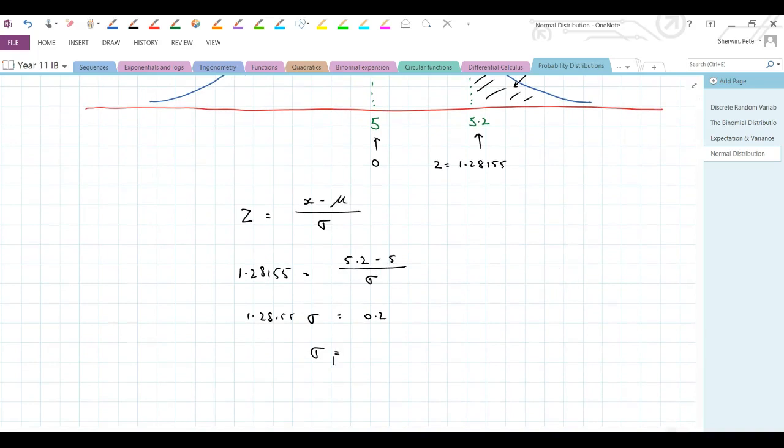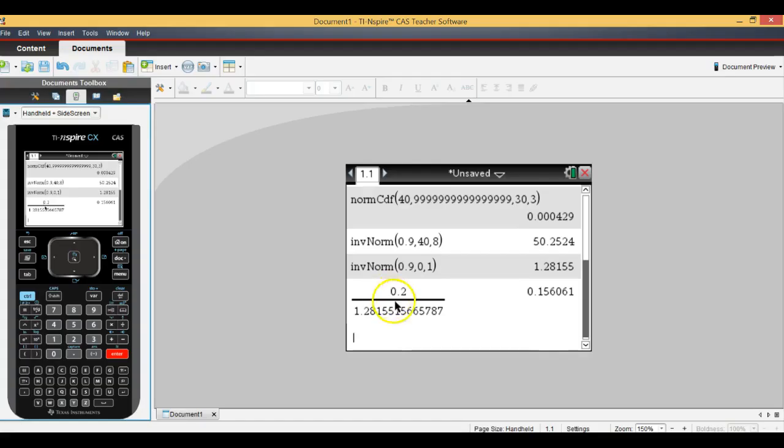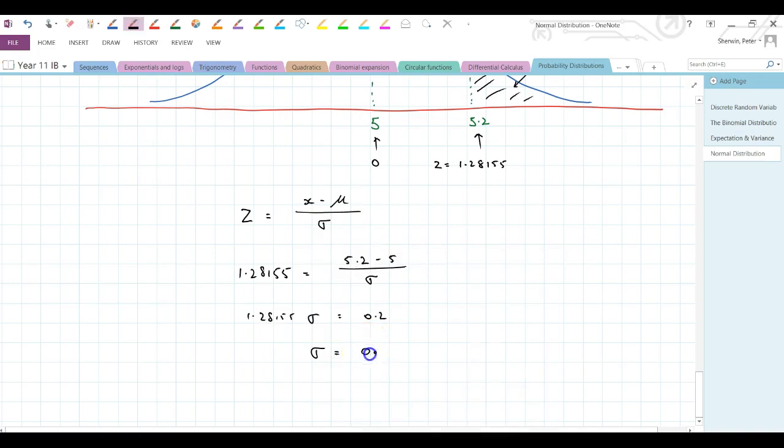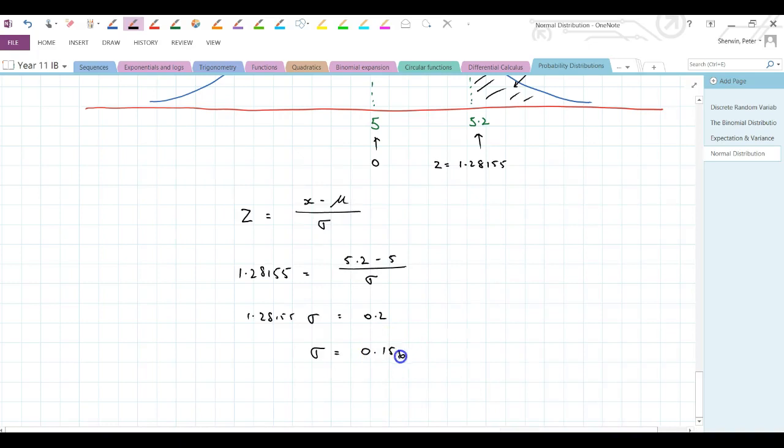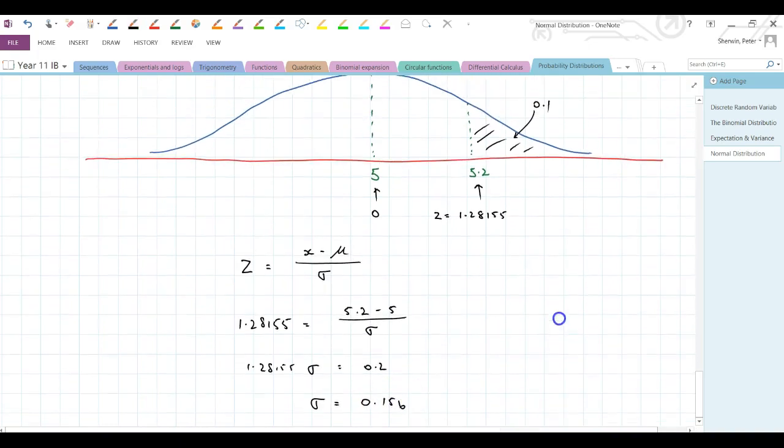Which is, I'll pause. Okay, so you can see I've calculated 0.2 divided by 1.28155, and I've got 0.156 to three significant figures. So that's my standard deviation. I've used my standard normal distribution, my z-score, in order to find it.